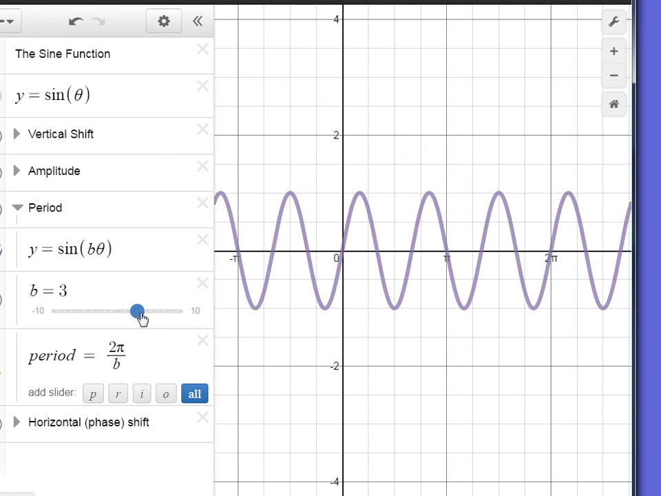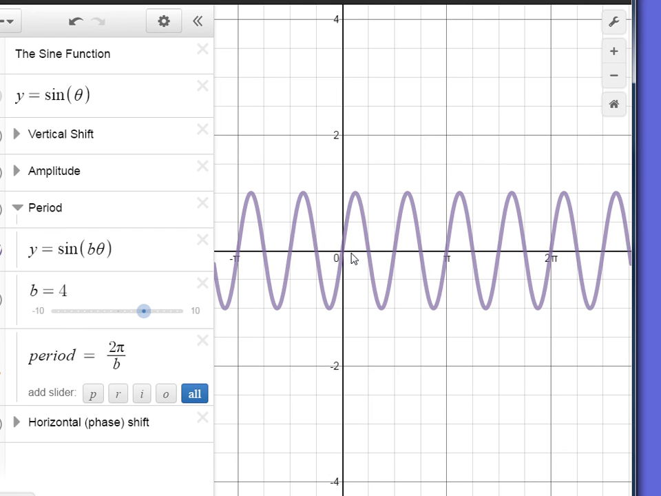I'll go up to 4. And again, now I've cut the period down by 1/4. So whatever b is, that cuts down our period from 2 pi into 2 pi divided by whatever that number is.